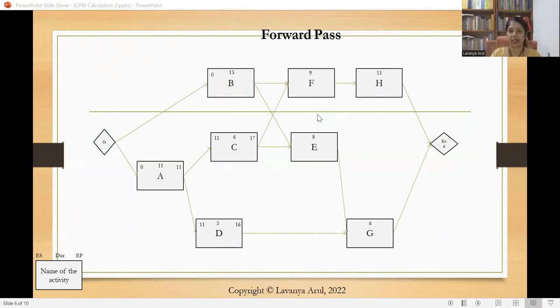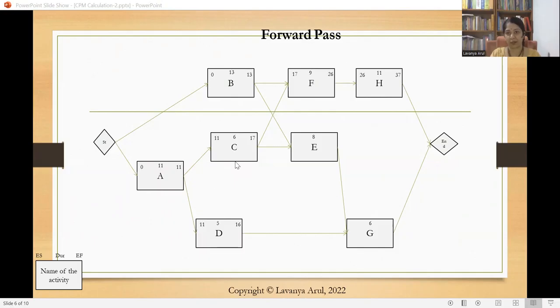So we need to complete B. B starts on the 0th day, and since it is 13 days, we are finishing it on the 13th. Now 13 and 17, right? B and C, if we look at it, it is 13 and 17. Obviously, when we are walking forward, we need to take the maximum value. So F starts at 17, and since it is 9 days, completion is 26. H is also 26 because we are just going to carry over that number. 26 plus 11 is 37, right?